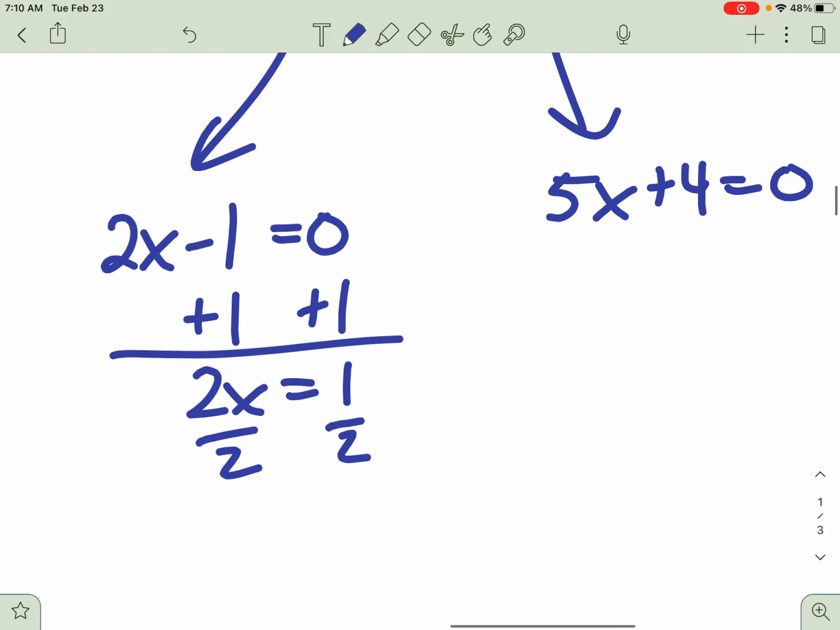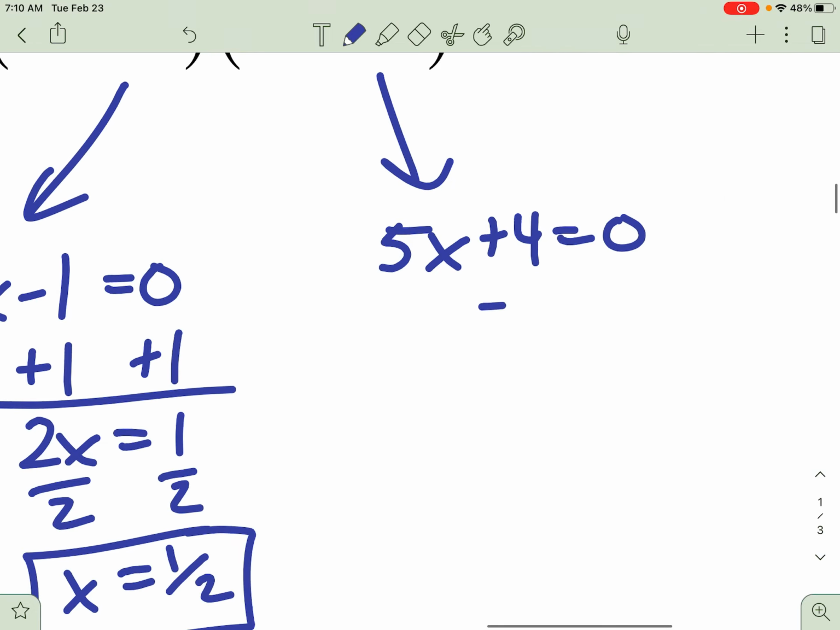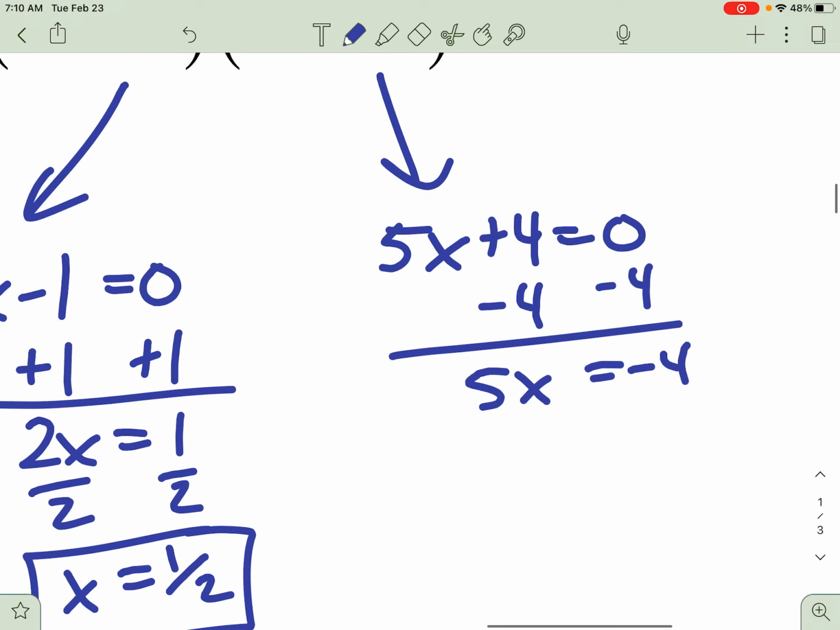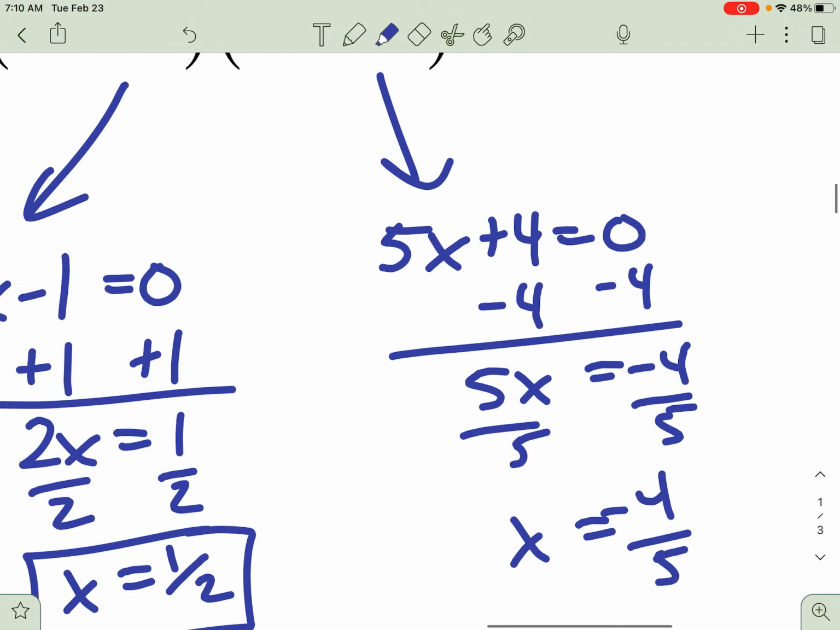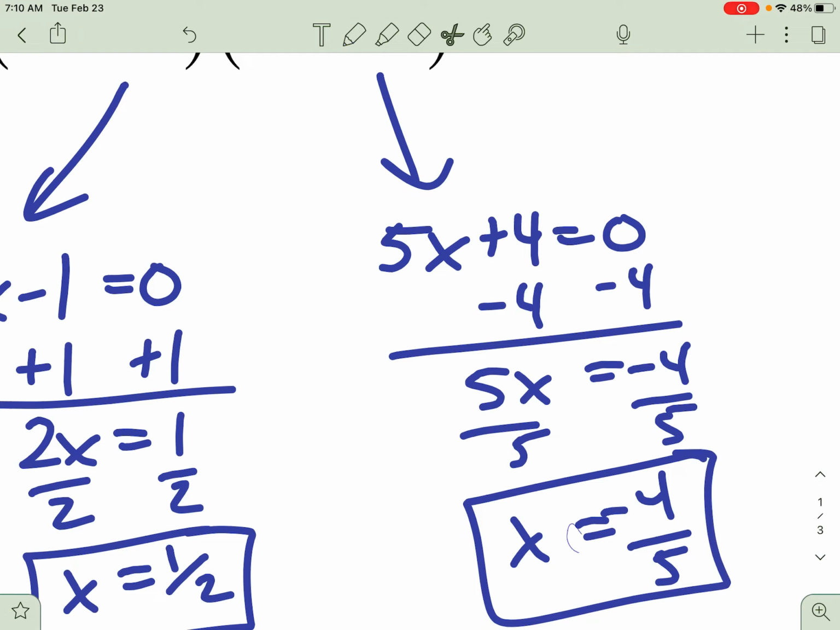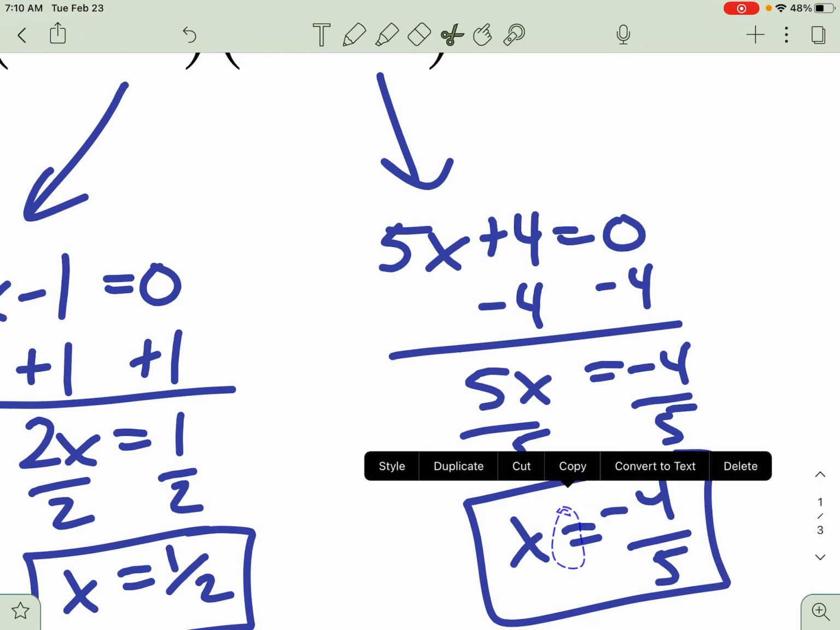Divide by 2, divide by 2. So x is 1/2 in this case. And over here, minus 4, 5x equals negative 4. Divide by 5, x equals negative 4 over 5. Okay, so there's our solution there. Okay, so our two solutions would be 1/2 and negative 4/5.